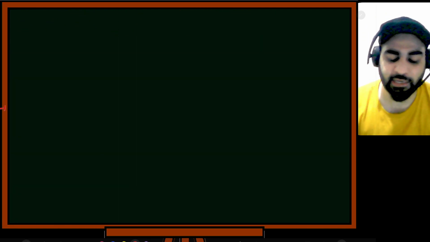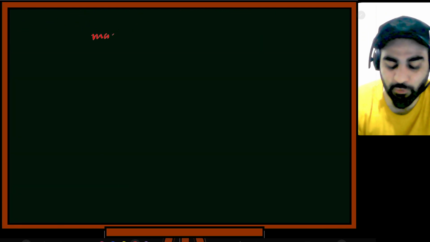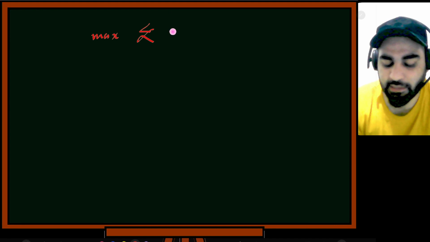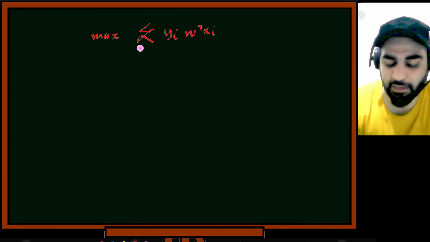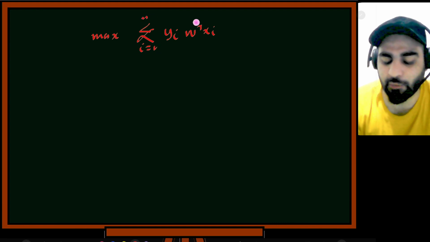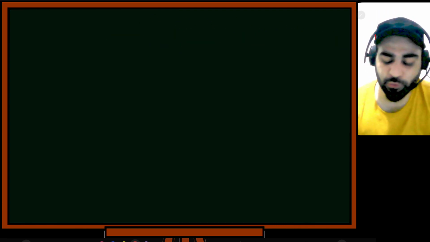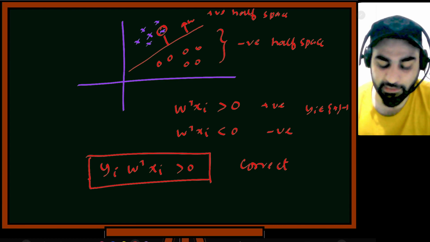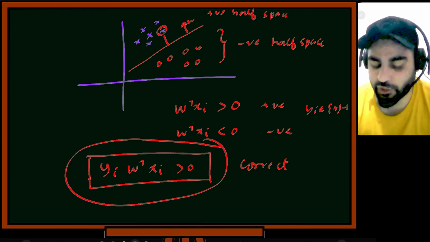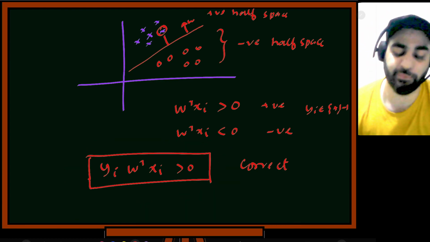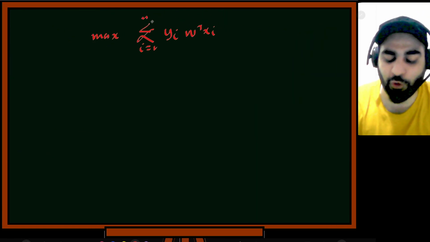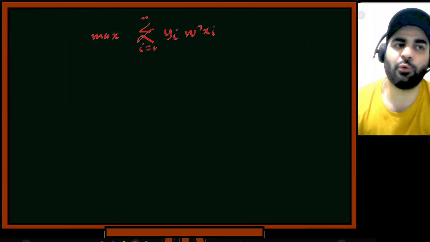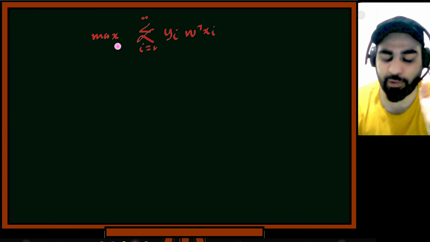Then we said that we have to maximize this: the summation of yi w transpose xi, for i equal to 1 to n. For all the points we have to get the maximum value, because in order to classify a point correctly, this should be greater than 0, a positive number. For most of the points we should get these positive values. That is, we should maximize this equation.